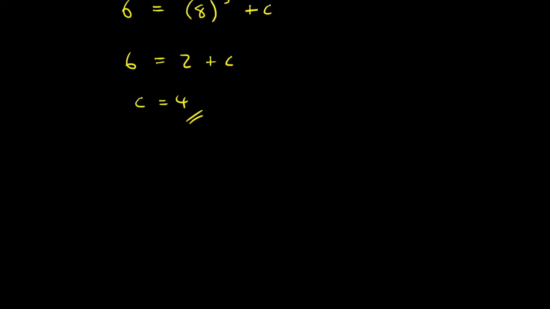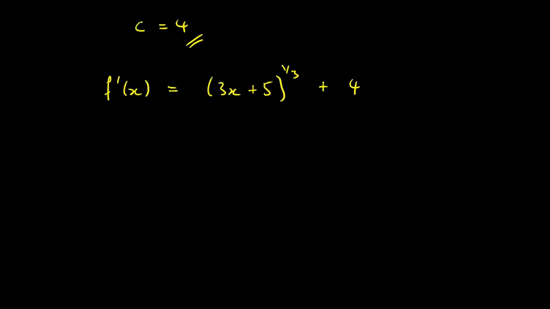So let's rewrite this. We now know that f prime of x is equal to (3x plus 5) to the power of a third plus 4. So we got f prime. How can we then find f of x? Well, f of x is going to be the integral of f prime. So I've got to integrate (3x plus 5) to the power of a third plus 4 dx.